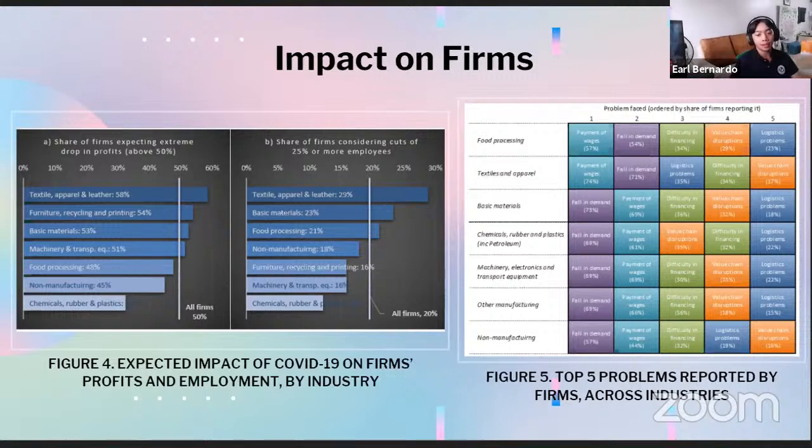Firms in the textile, apparel, and leather industries tend to anticipate the largest plunge in profit and jobs, while firms in the chemicals, plastic, and rubber industries expect a below average decrease, but still a significant decrease of more than 30%. And according to these firms that were surveyed, the two major challenges they are facing are the fall in demand and how they will pay the wages of their employees, especially the labor intensive industries such as the textile and apparel firms.